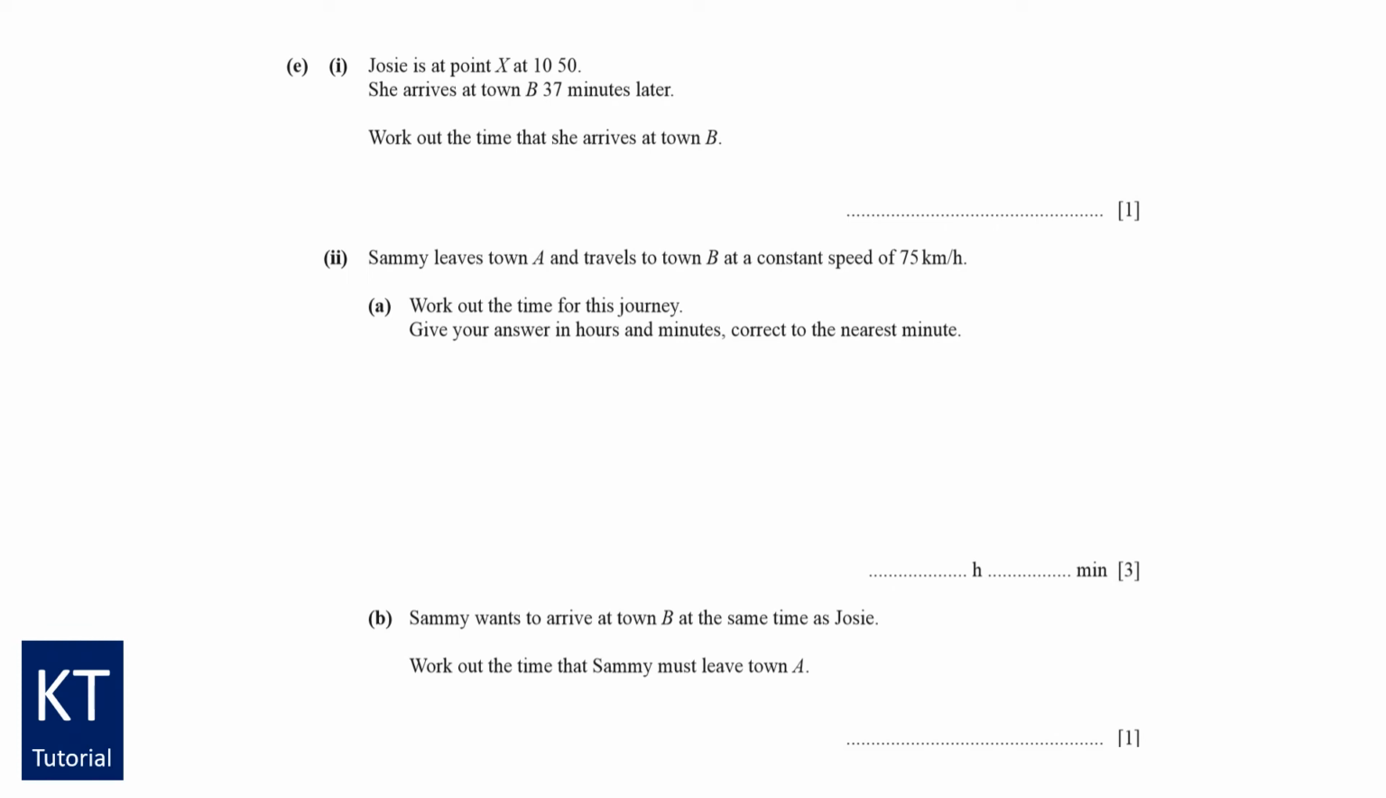4e. Josie is at point X at 10:50. She arrives at town B 37 minutes later. Work out the time that she arrives at town B. The time is 11:27.